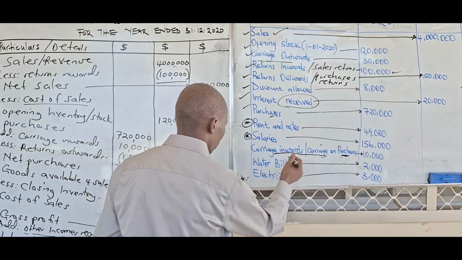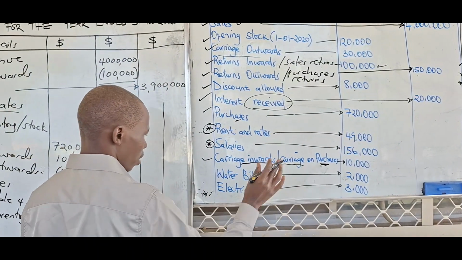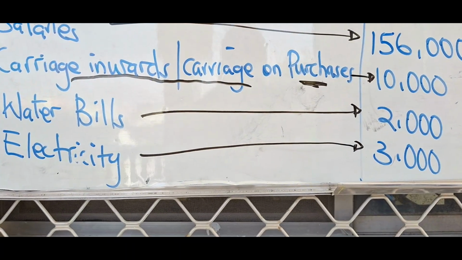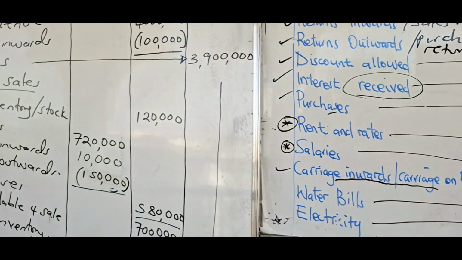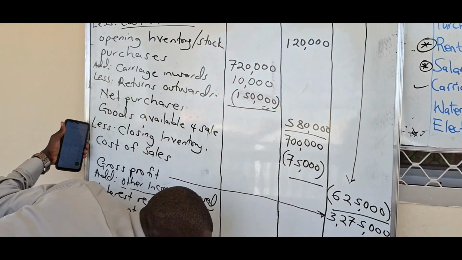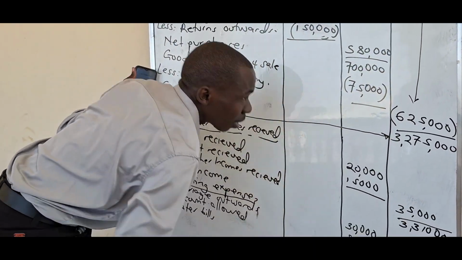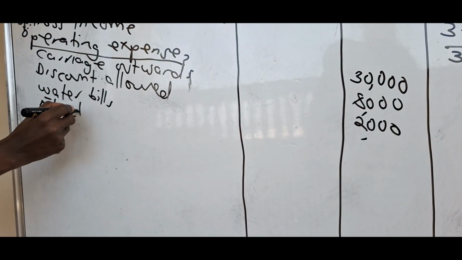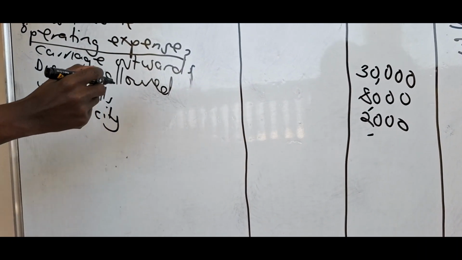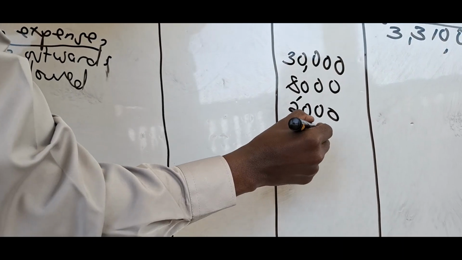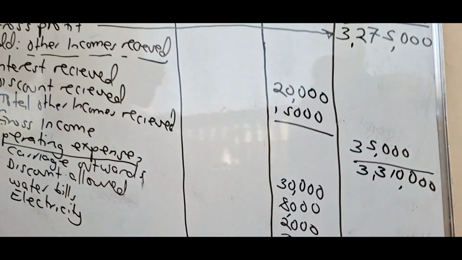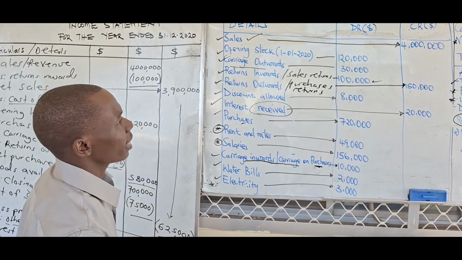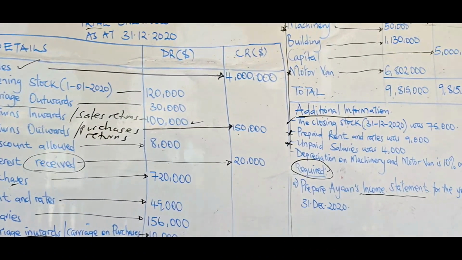We have carriage inwards, so already we have used. Water bills, no attachment. You bring, we call water bills. How much? 2,000. Then we have electricity, 3,000. Then when you look at all this, we are going through. We have maintenance fee.